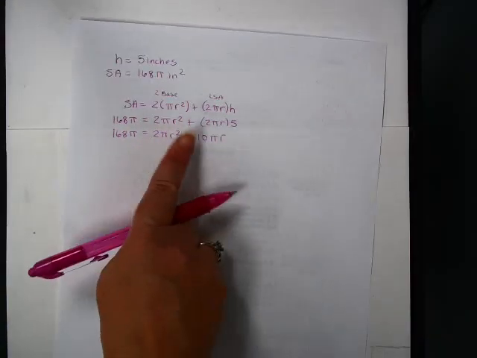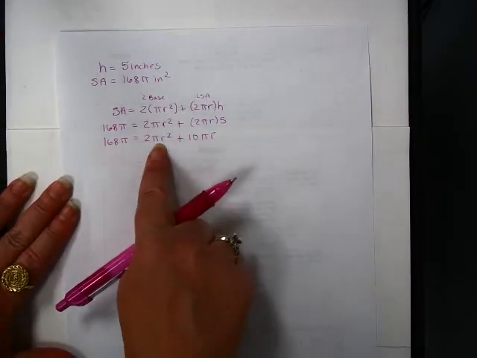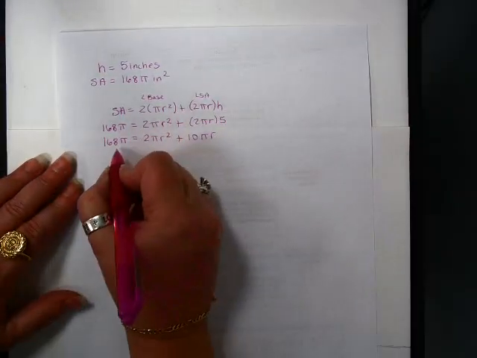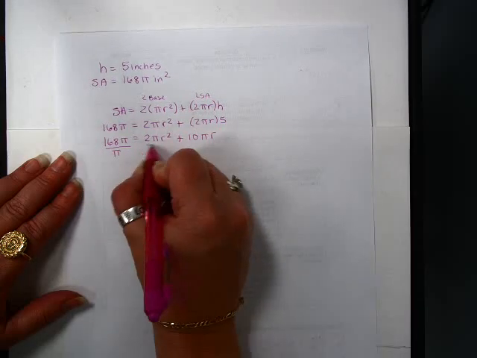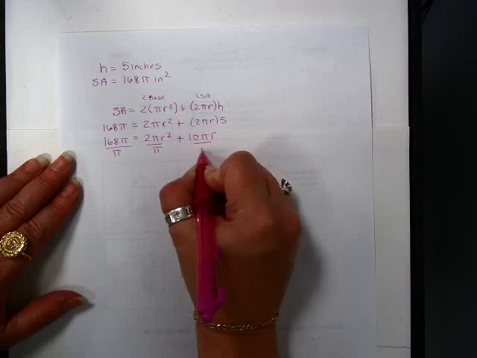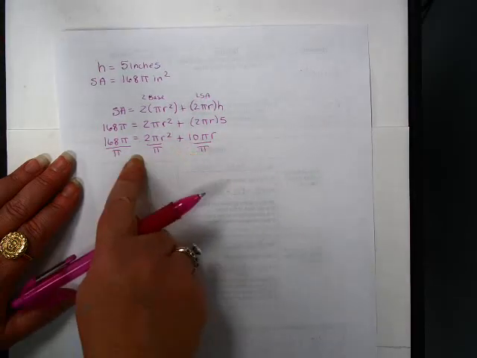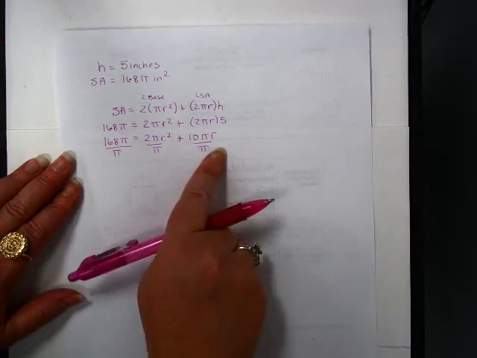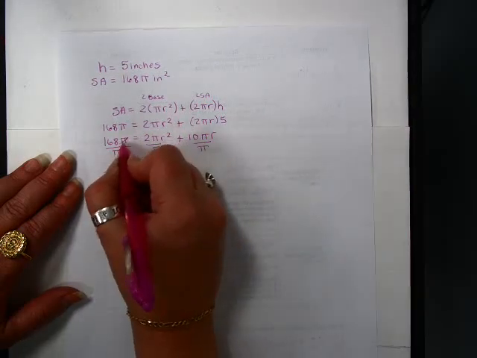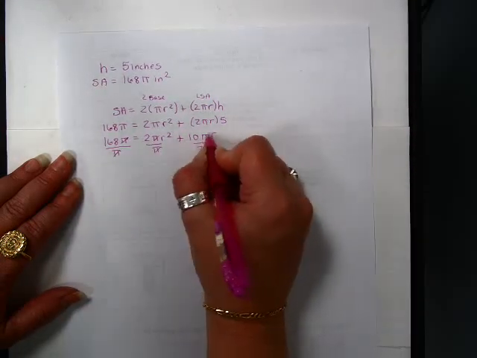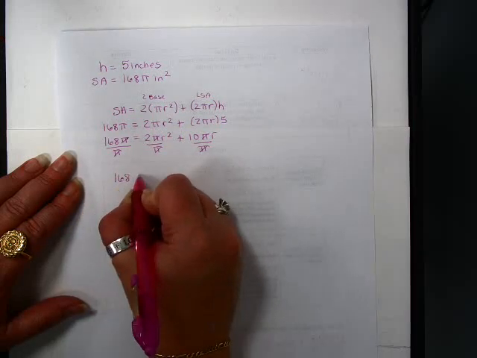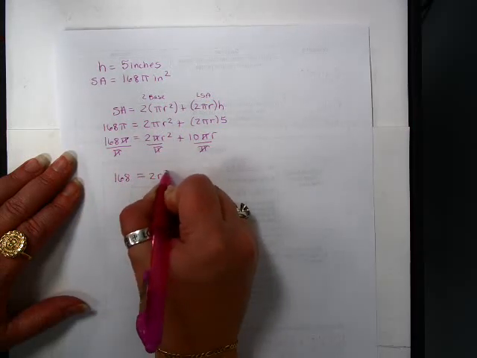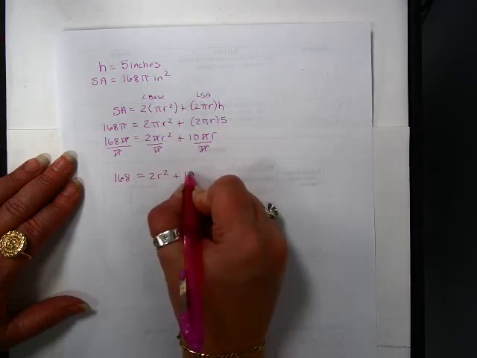Now that looks confusing with all those pi symbols in there, and notice how each one has a pi symbol. So I'm going to divide both sides by pi. I'm going to divide this by pi, divide this by pi, and divide this by pi. Here you would factor out a pi, or divide each term by pi. So here, these cancel out. And that'll make it a little less confusing. That's 168 on the left-hand side, 2r squared on the right, plus 10r.